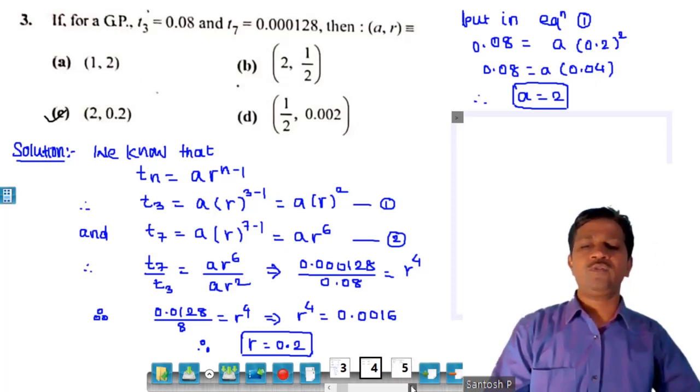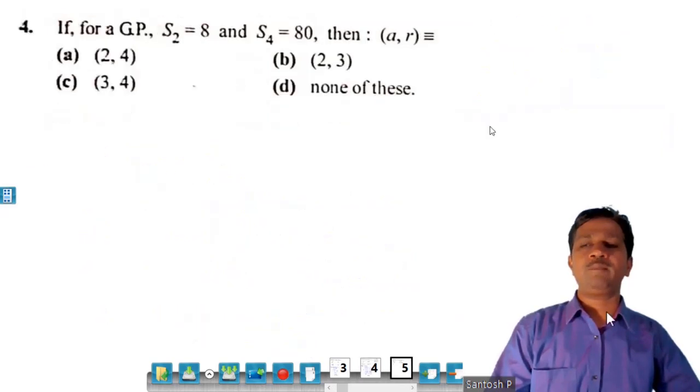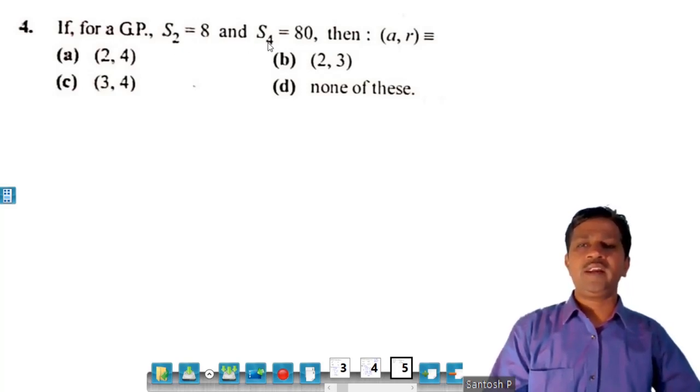Okay, let us move further to the fourth example. Again, a GP is given. S2 means the sum of two terms of the GP. It is 8, and S4, the sum of four terms, is 80. And again, we have to find the values of A and R.